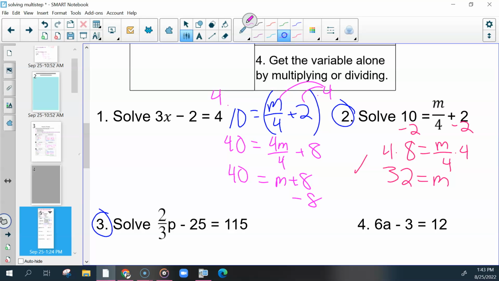And then we would subtract 8 on both sides. So we would still end up with the same thing. We just did it a different way. Anyone have questions about that second method?